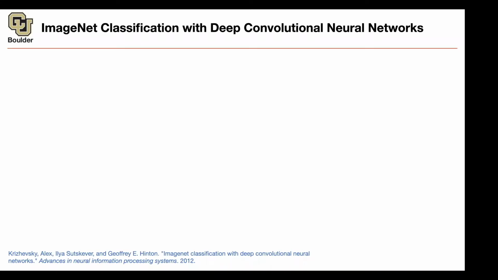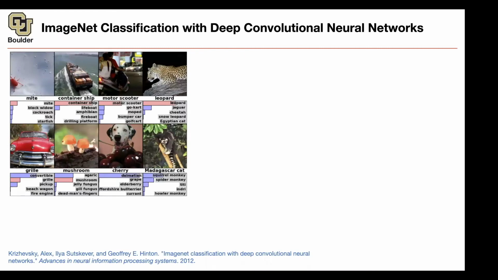But then the field revived with this paper, and it changed its name totally to deep neural networks. And we're going to see why. What is the application that we are going to start with? And we're going to stick with it for a while. The application is image classification.